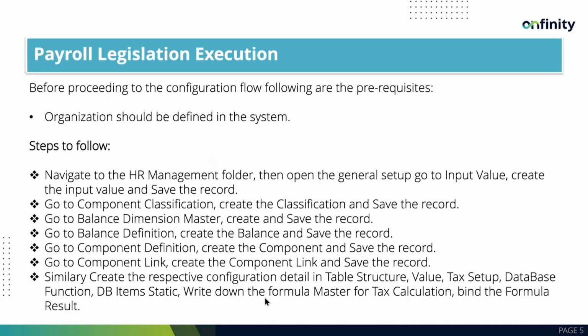In Formula Master, all salary and statutory formulas are written. Examples of these formulas are PF equals basic multiplied by 12%, income tax rules, and ESI calculations. Formula result is where we bind the formula output so the system knows where to store the calculated values. This completes the configuration stage required before running payroll.